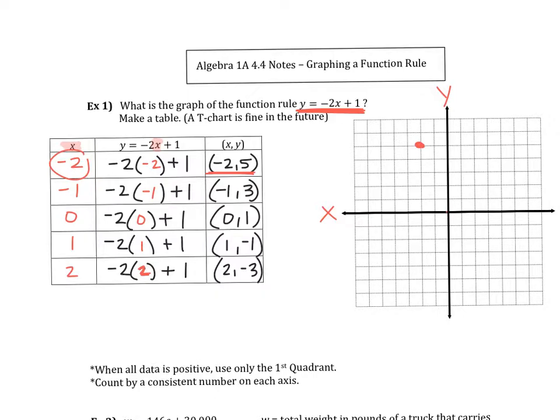Okay? Then we plot the next one, -1, 3. So 1 to the left, 1, 2, 3 up would be that point there. Then 0, 1. So 0 left and right, 1 up. Then 1, -1. So 1 to the right, 1 down. And then 2, -3.